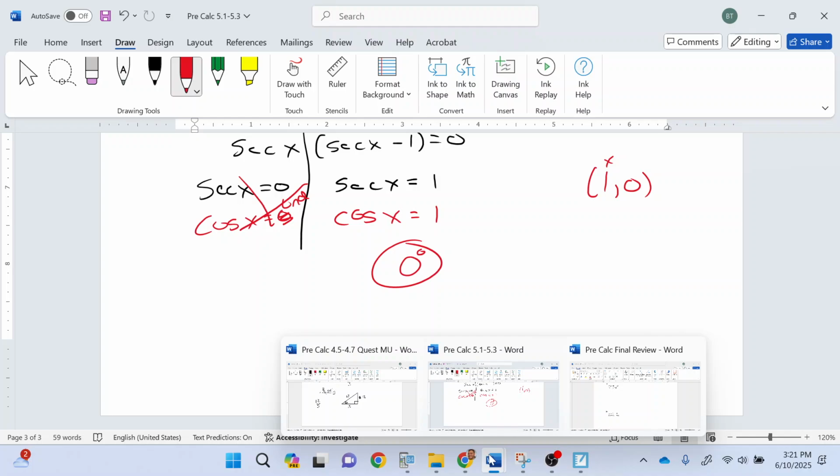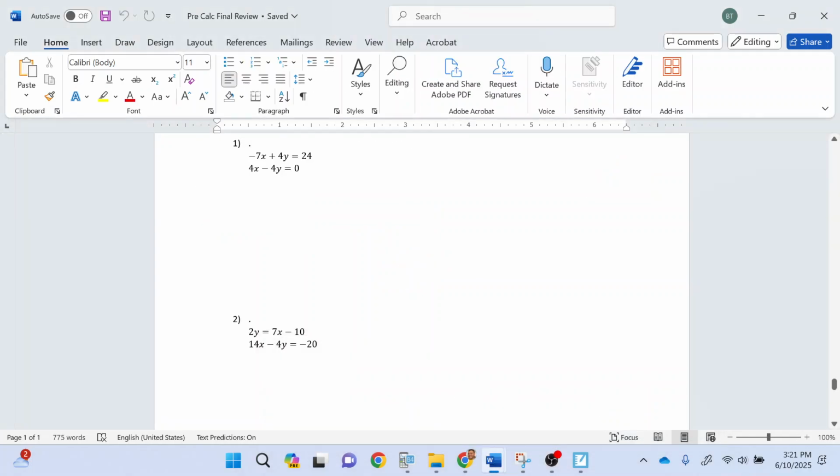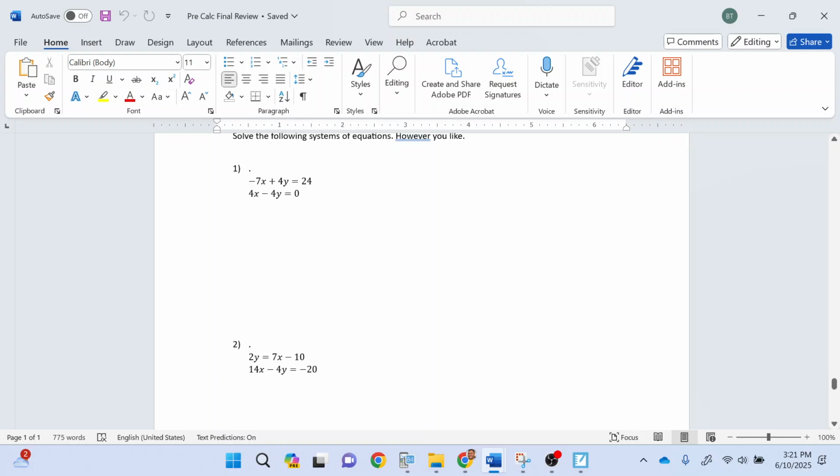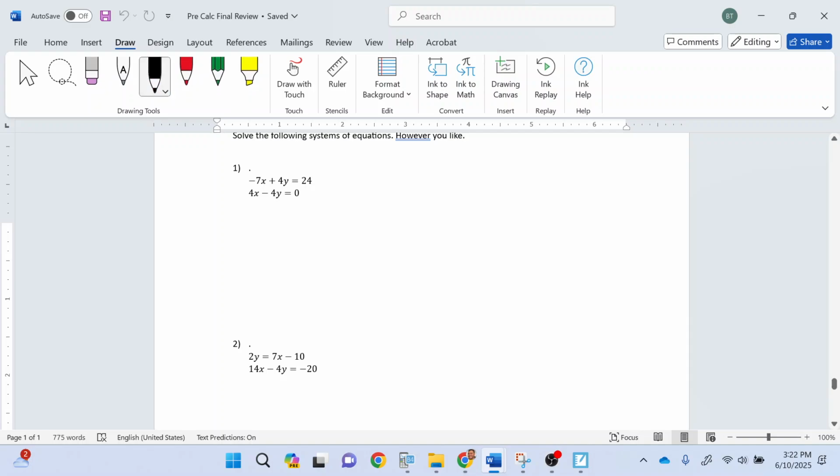All right, what I'm pulling out is a test from 2 years ago that goes over a system of equations. I'm not going to do all these problems because they're slightly repetitive, but I'm going to show you the general idea. So the first thing over here is we're going to figure out what this is. Right now, it's set up for a perfect elimination. So what I'm going to do is add vertically. So negative 7x plus 4x is negative 3x. 4 plus negative 4 is 0, which is perfect. I want the y's to disappear. And 24 plus 0 is 24.